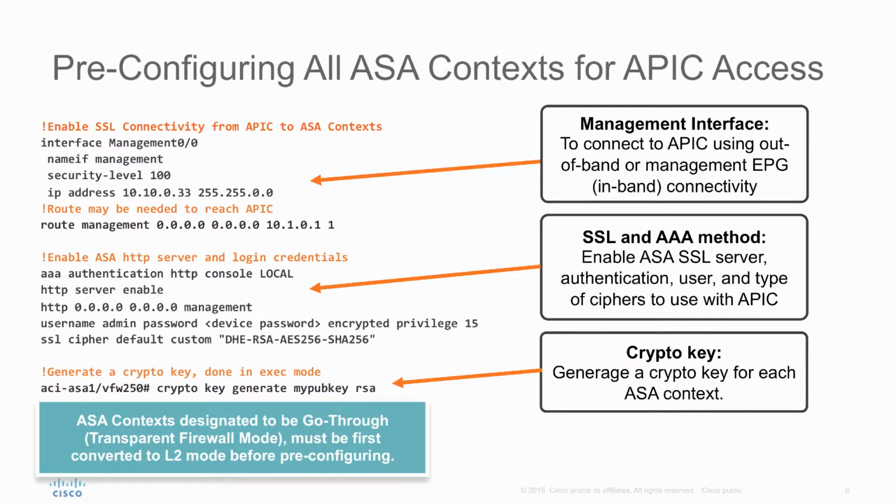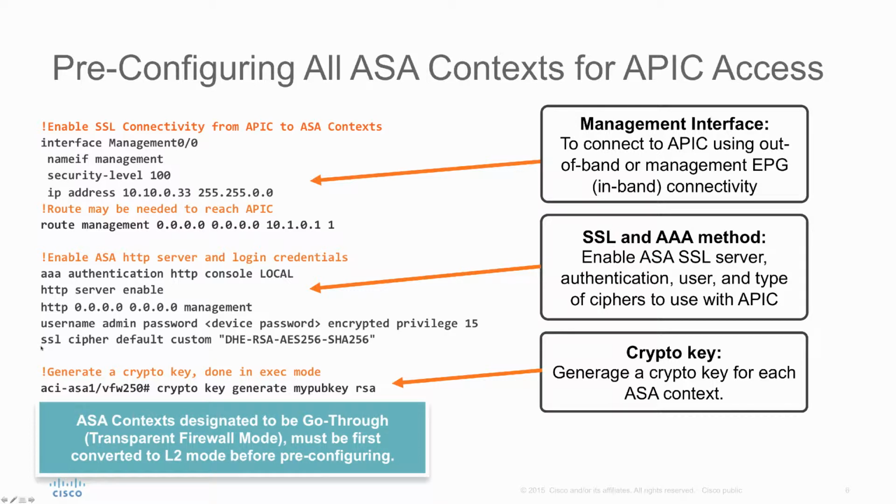Once we have our contexts created, we have to pre-configure them so they can talk to APIC, and these are some basic items that you see here: configuring the IP on the management interface, its route so it can connect to APIC, and also SSL and AAA methods. We're enabling the SSL server on ASA, and with the local database here you can see a username and password for this user that APIC will leverage to connect to this context.